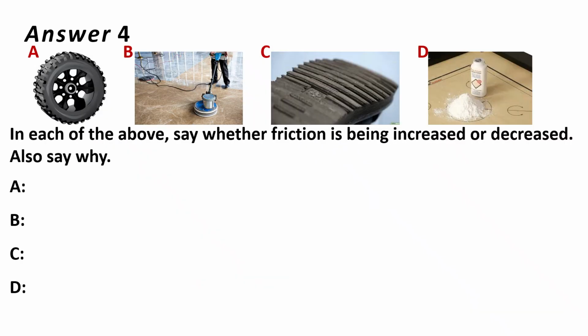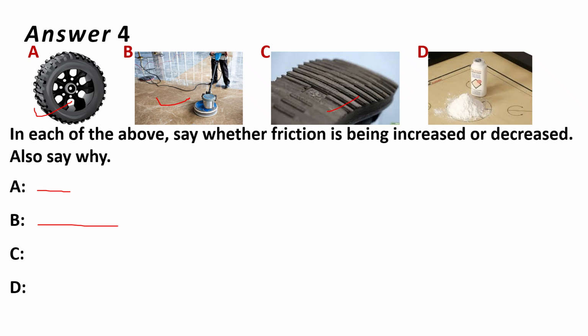Now, here in picture A, they are increasing friction by patterns and designs. Why? To improve control and braking. Here, they are decreasing friction by polishing. Why? To make the surface smooth.